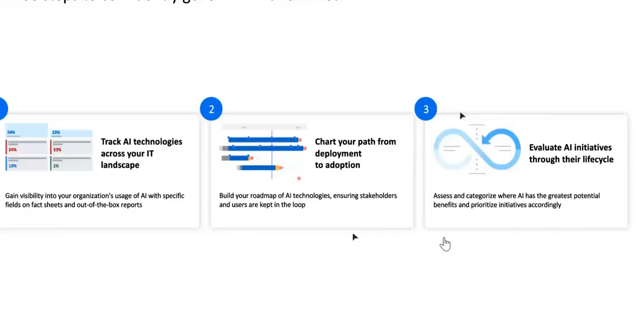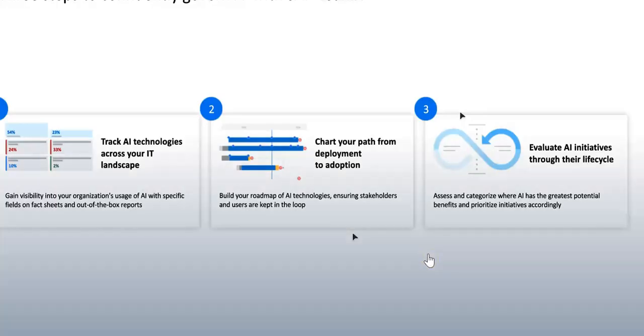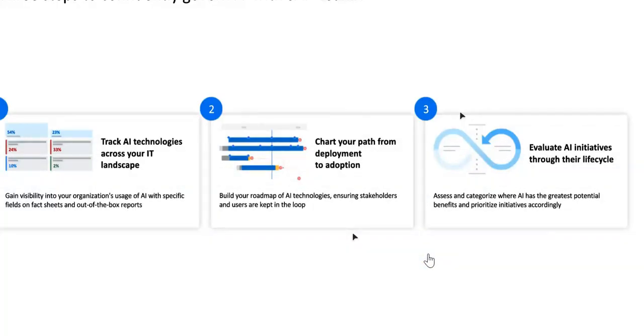The third step, as you see on the screen, is about tracking the progress of AI throughout its life cycle within your landscape. Once you have understood what is part of your as-is, and you have also charted your roadmap for AI initiatives, then you need to track the progress and evaluate these AI technologies throughout their life cycle, from being a pilot to being adopted, those kind of things. So let's dive into these three steps one by one, right?